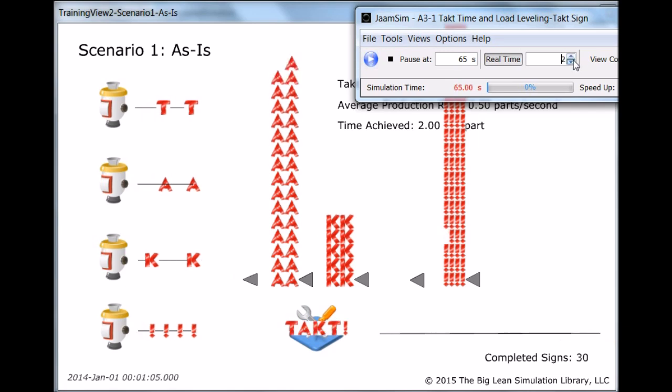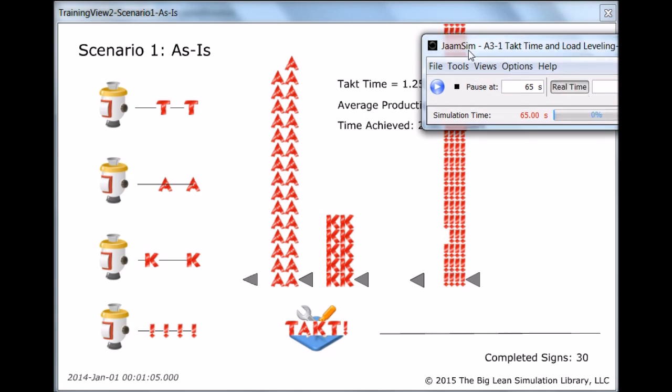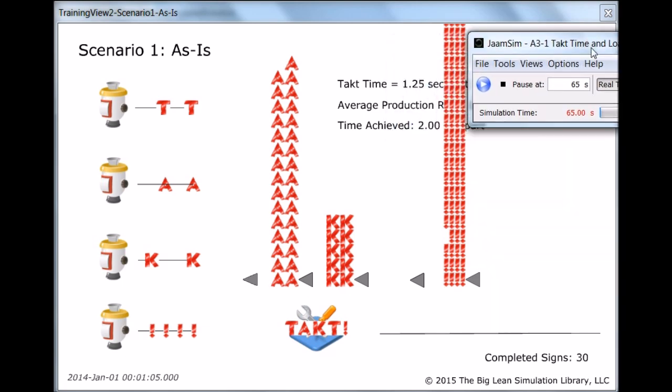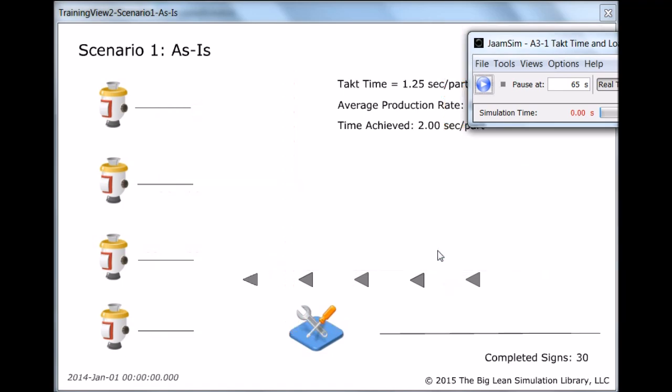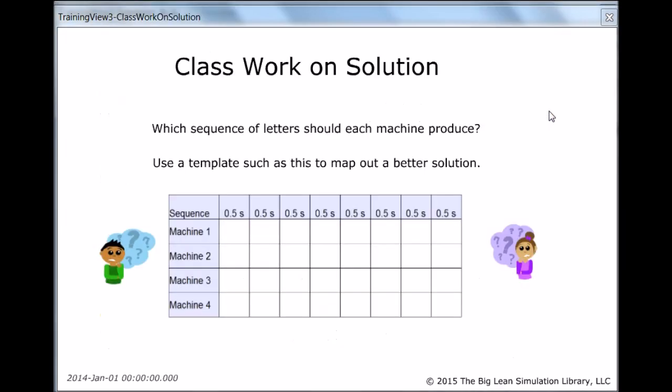And what we'll see when we do that is we've produced an incredible number of exclamation marks, a lot of A's and K's as well, but we're short of the T's. So the T is our bottleneck. It takes 2 seconds between each sign, and that's because each T takes 1 second and we have 2 of them. So I think it's pretty obvious this is not a very good system. So let's go ahead and clear out the data, and think about how we can improve this.